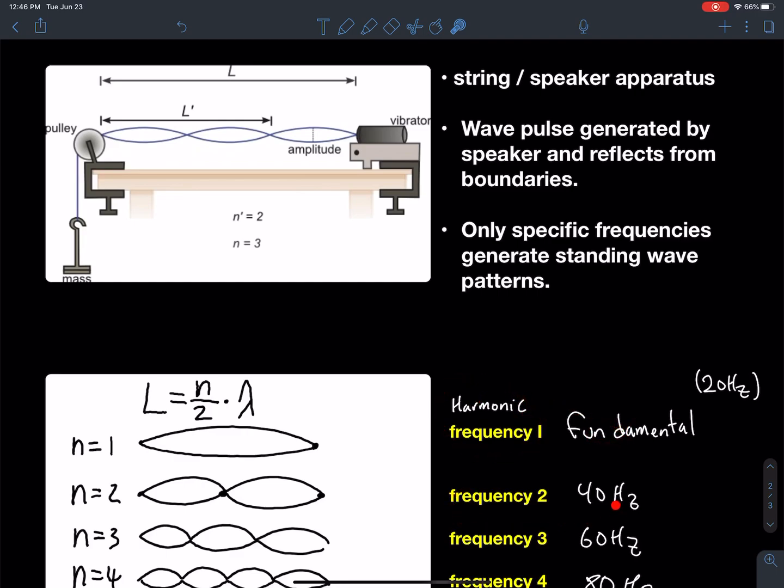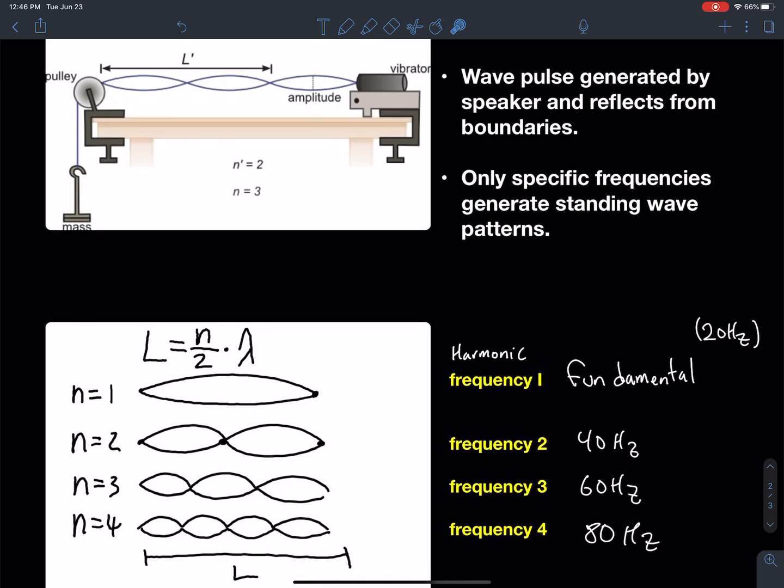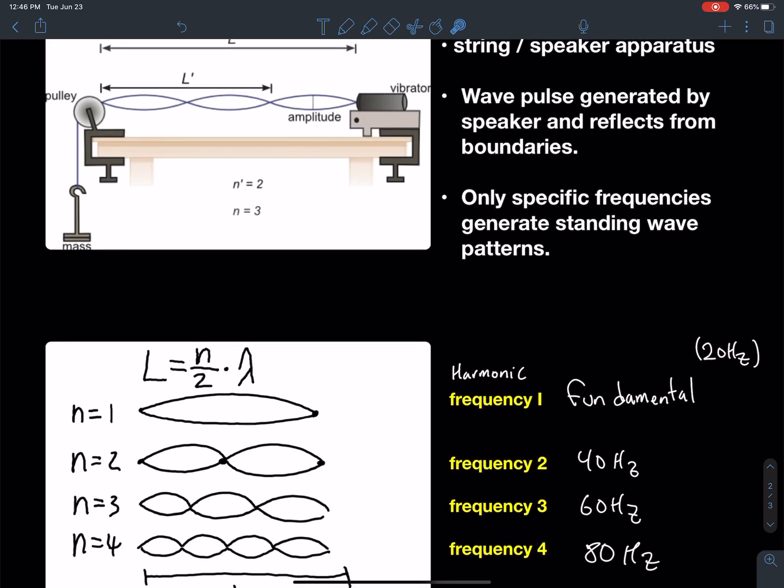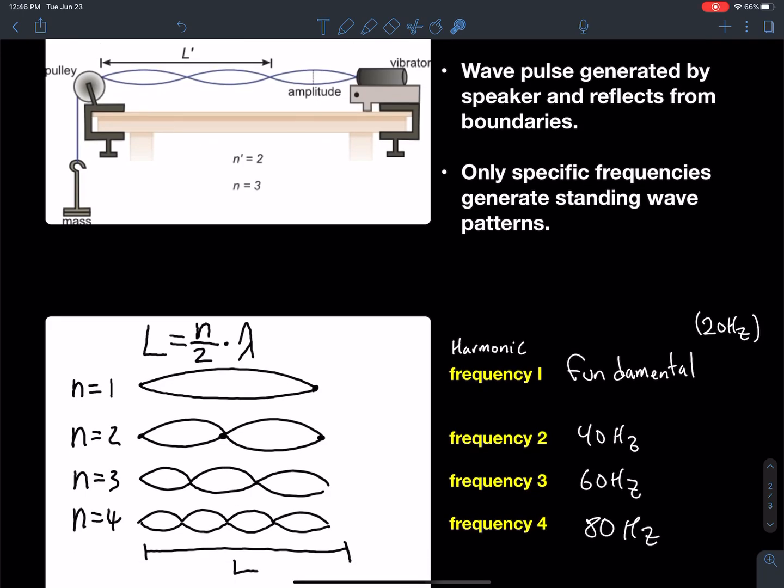The second frequency would be my second harmonic. The third frequency would be my third harmonic, and so on, and fourth harmonic. So if I double, triple, or quadruple that original harmonic, I'm going to make these interesting patterns on that string. So what defines exactly what frequency is going to make that pattern? How do we know it's going to be 20 hertz?